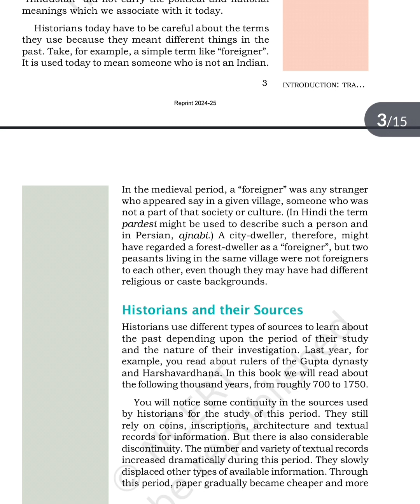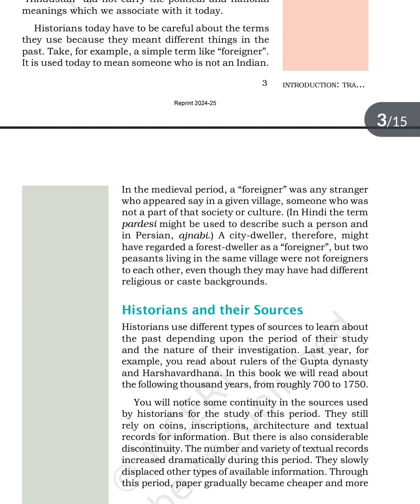Historians and their sources. Historians use different types of sources to learn about the past depending upon the period of their study and the nature of their investigation. Last year, for example, you read about the rulers of the Gupta dynasty and Harshavardhana. In this book, we will read about the following 1,000 years, from roughly 700 to 1750.